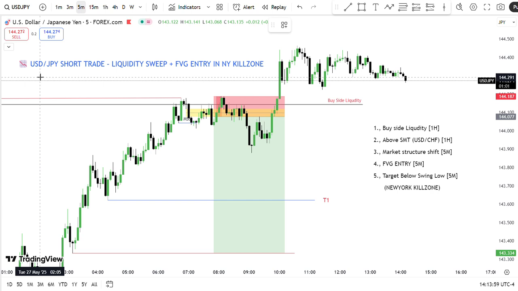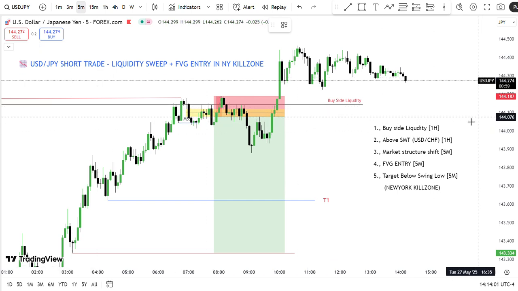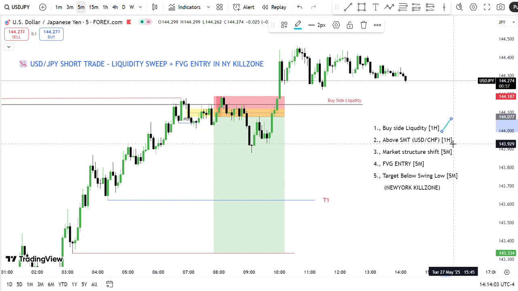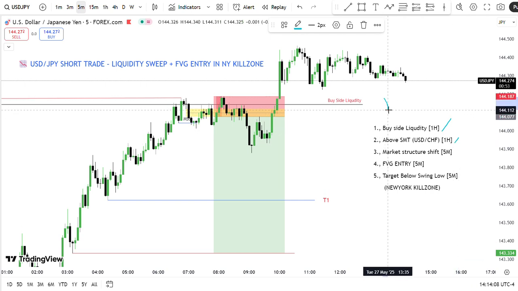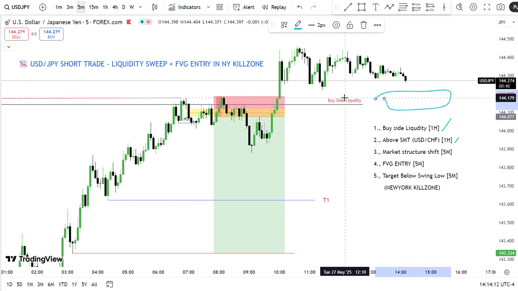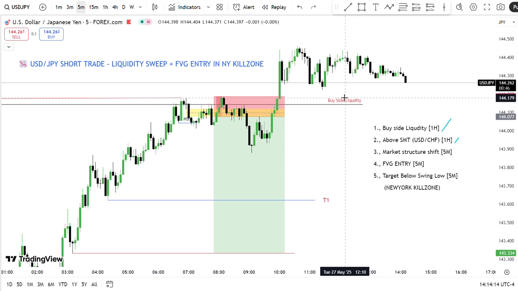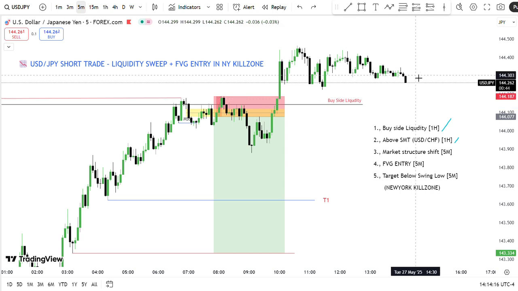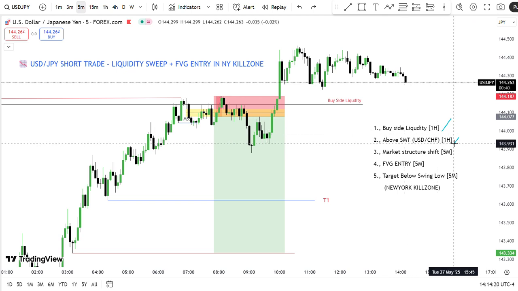So what are the factors I used in this trade? Buy side liquidity and an SMT above it. I will wait for a higher time frame PD array above this liquidity. Today I didn't get any higher time frame PD array above this buy side liquidity, so I went for the SMT in USD CHF. I will show you why I consider that SMT.